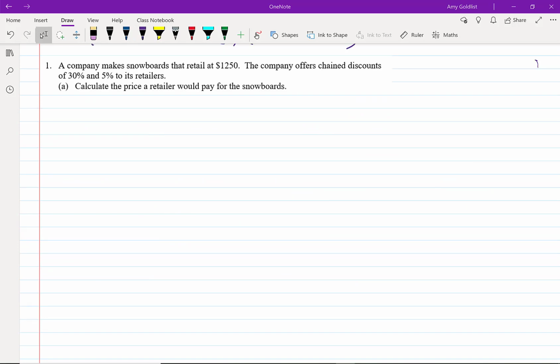Question 1. A company makes snowboards that retail at $1,250. The company offers chain discounts of 30% and 5% to its retailers. Calculate the price a retailer would pay for the snowboards.